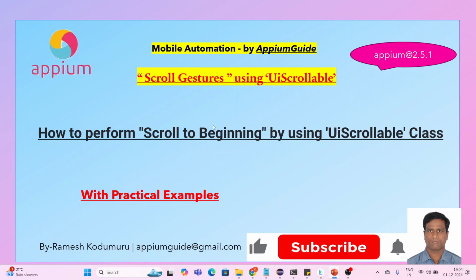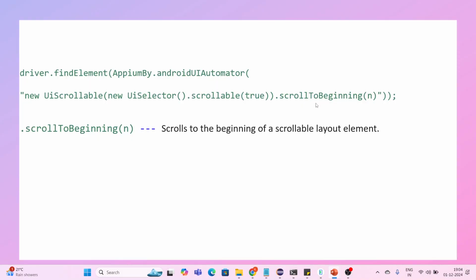As a part of our scroll gestures using UiScrollable series, in this video we'll see how to perform scrolling to beginning by using UiScrollable class. If you see this code, I am using the scrollToBeginning method to scroll to the beginning of the scrollable layout element, and n is the number of scrolls here.